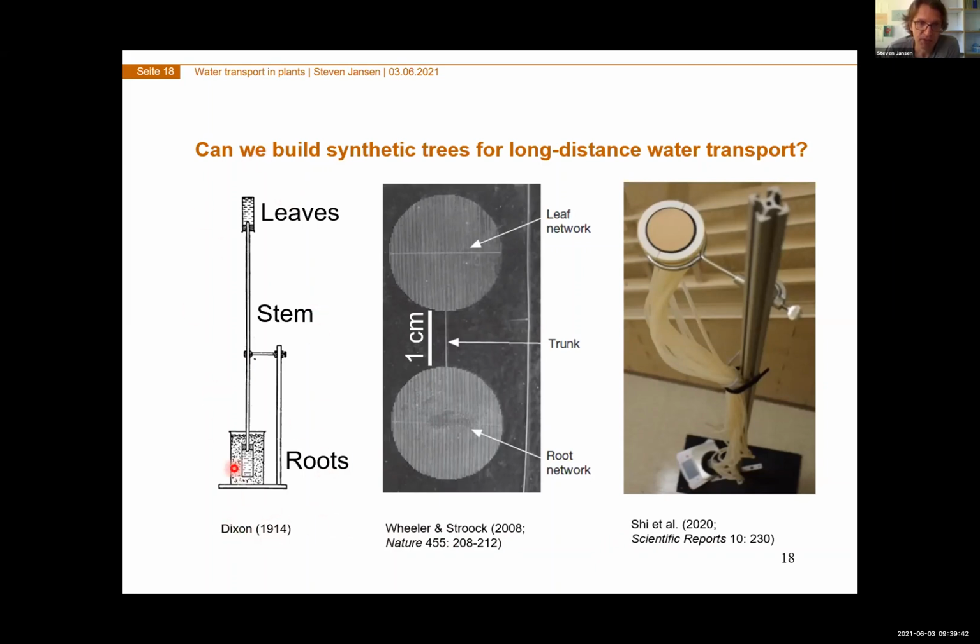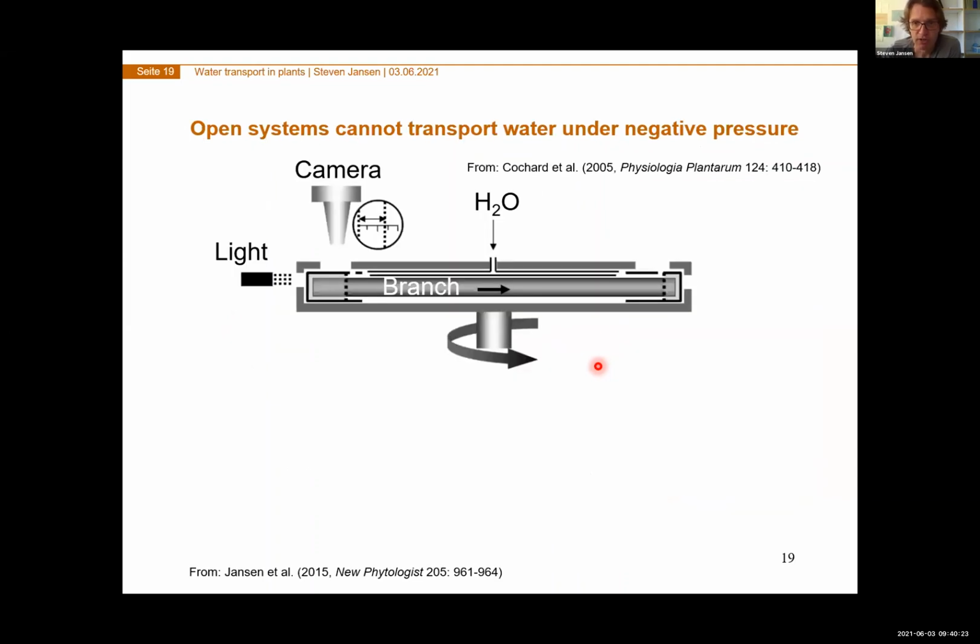This is a very old design from Dixon. So you always have a root, you have a stem, and you have leaves. This was a very successful one, but a very small one, of course, by Wheeler and Stroock using hydrogels. And this is with multiple supply lines, a ceramic disc, where you have evaporation and water is pulled up from a beaker standing on the balance below. The challenge is really, and the problem is not the leaves, not the roots, because I can think of many porous media that can be used for these purposes, but the trunk or the stem. And that is really a material scientific problem. We try to think and work on this topic.